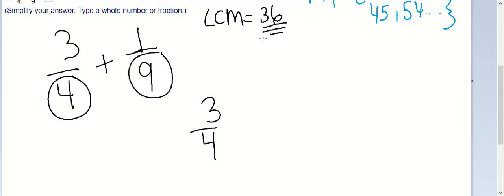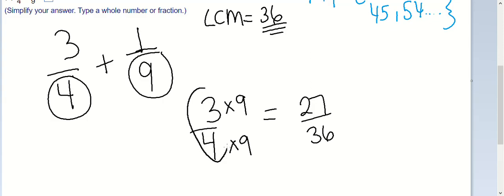And I need to say to myself, okay, what number do I multiply 4 by to get to 36, right? And so if I count by 4s, 4, 8, 12, 16, 20, 24, 28, 32, 36, I need to multiply 4 by 9 to get there. So I know I need to multiply by 9. Whatever I do to the denominator, I have to do to the numerator in order to keep the fractions equivalent. So I know that 4 times 9 is 36. 3 times 9 is 27. So 3/4 is exactly the same as 27/36.